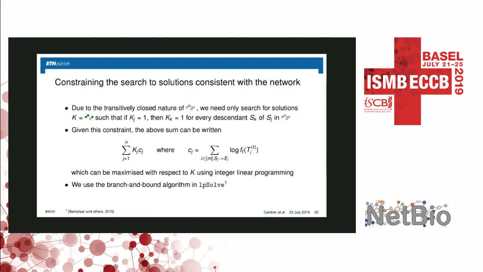And we don't need to search the full space of these binary K vectors. We can constrain it to solutions that would conform with the network that we have. And by conform and be consistent with, I mean that they respect the transitively closed property of that network. And that allows us to actually reformulate this in an integer linear program, and we then can solve that using a branch and bound algorithm. In our case, we used LP-solve for this.